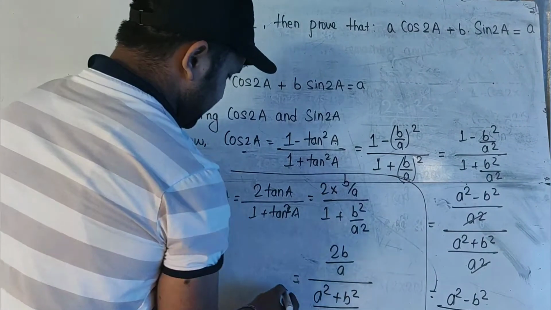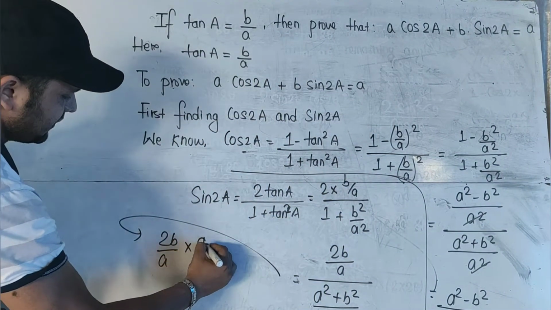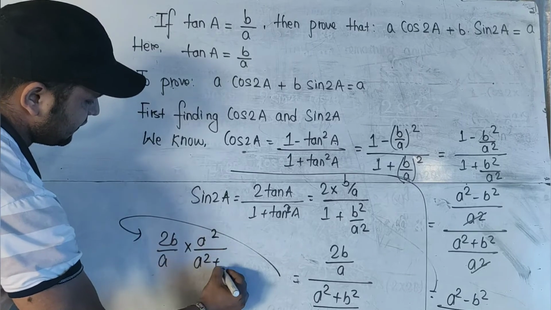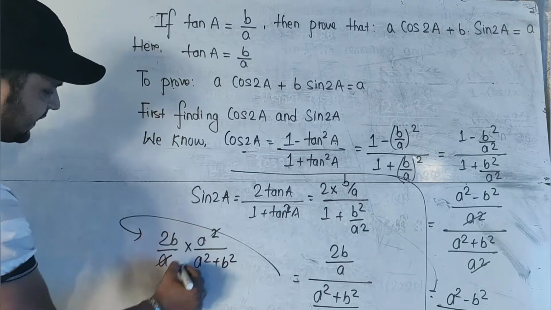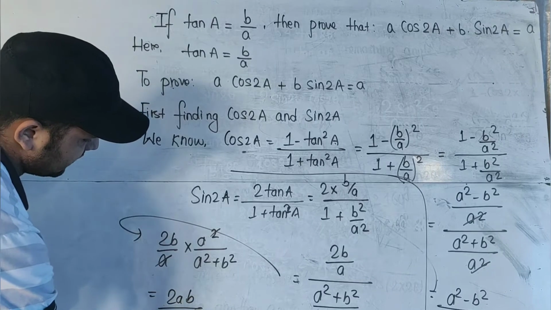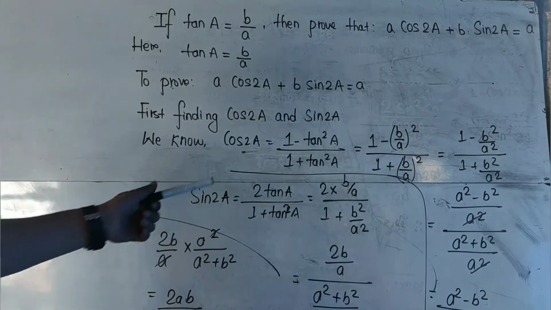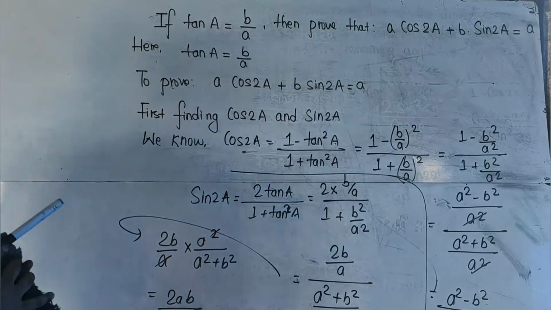Now we'll take the reciprocal here as well. 2b by a into a square by a square plus b square. We cancel this a and a. Then we will have here 2ab by a square plus b square. Now we obtained the value of cos 2A and we also obtained the value of sin 2A.